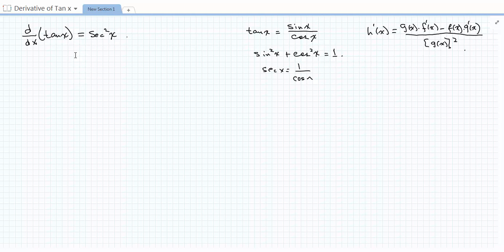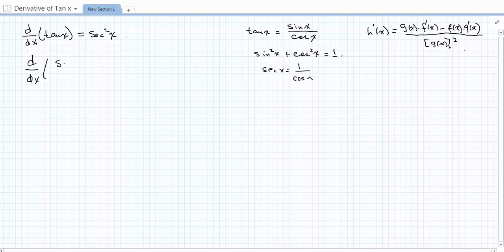So we are taking the derivative of the tangent of x, and we must show that the derivative of that is equal to the secant square of x. For that, we're going to need to rewrite tangent of x as sine over cosine. So we're going to have d/dx of sine of x over the cosine of x.